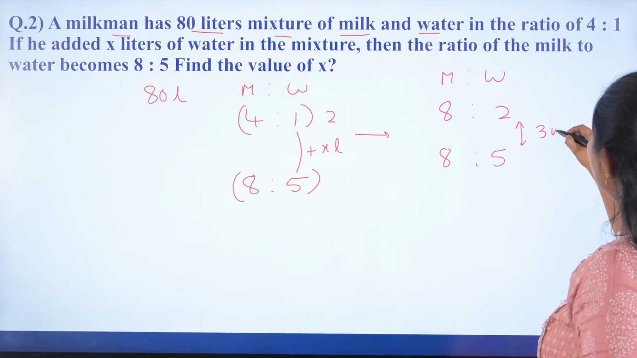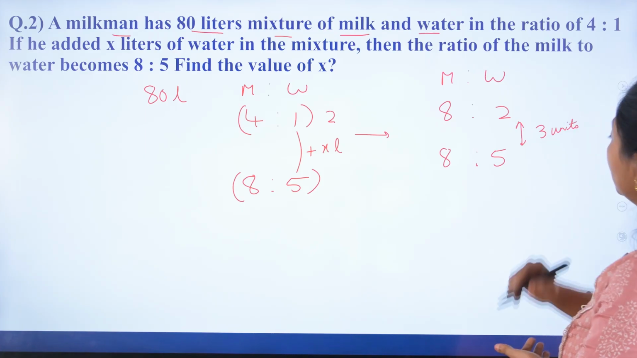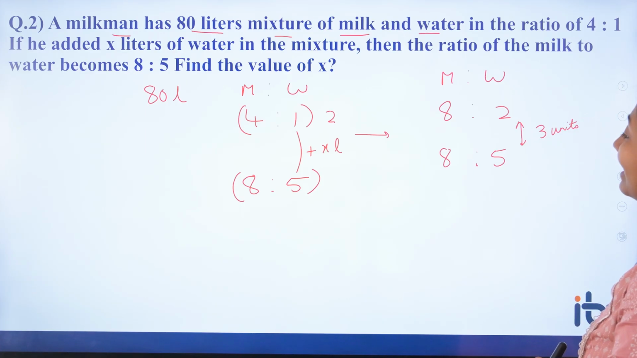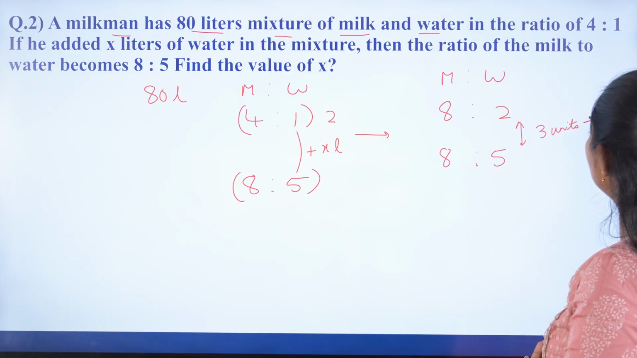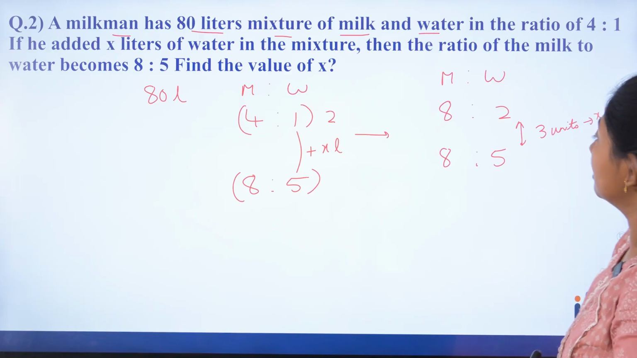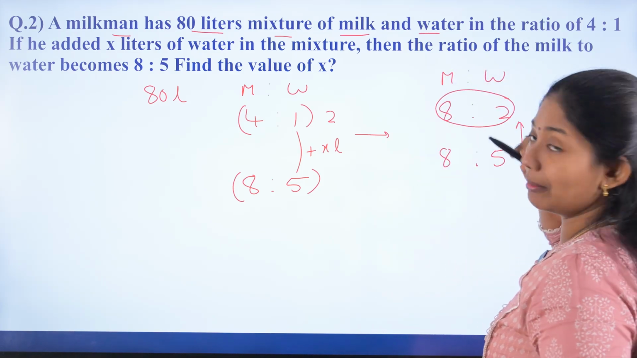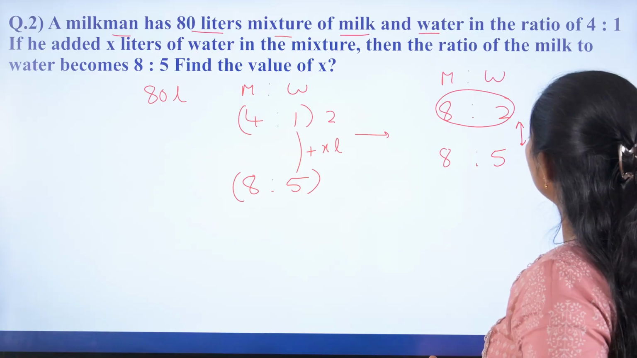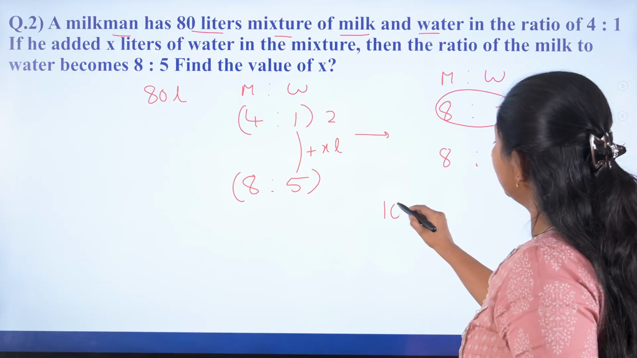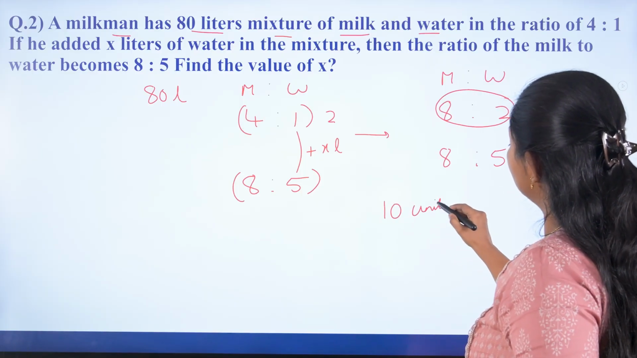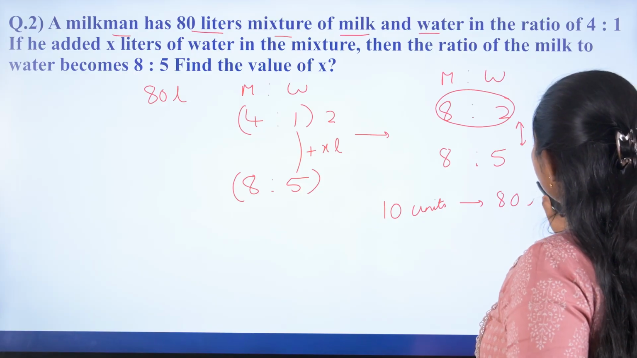So, what is the increment? 3 units. 3 units increment, that is nothing but x liters. So, 3 units is nothing but equal to x liters. So, from this, they have already given that this initial mixture is 80 liters. So, 8 plus 2, 10 units is nothing but 80 liters.